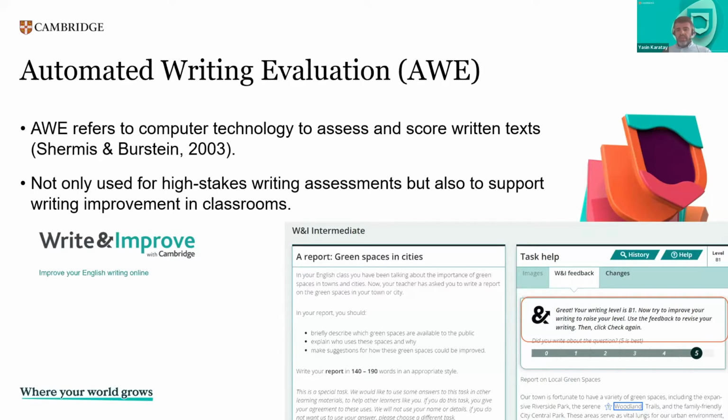Great, your writing level is B1. Now try to improve your writing to raise your level and use the feedback to revise your writing, then click check again. So the feedback could range from grammar corrections to, for example, suggestions on how to improve their arguments. So they can refine their submissions iteratively, right?